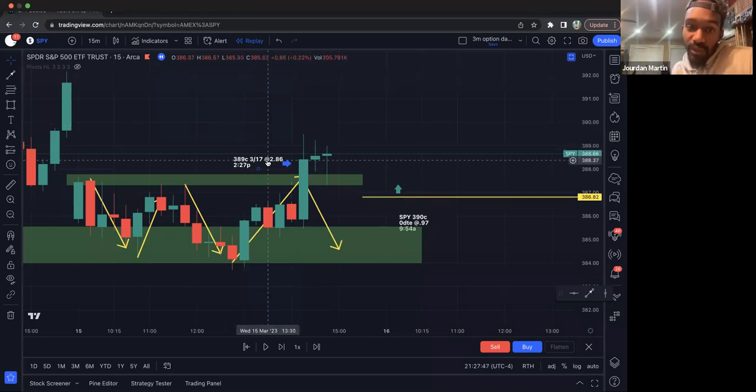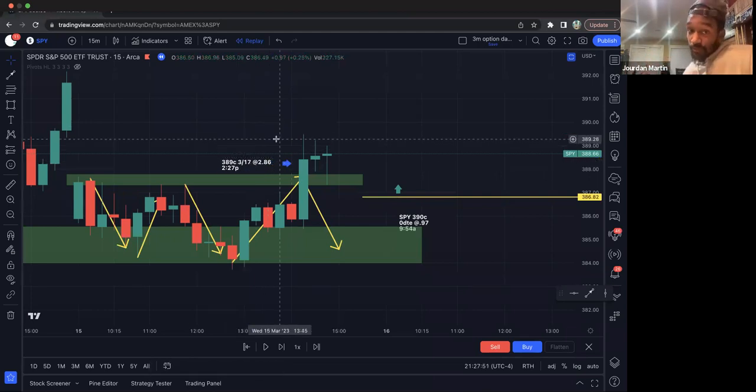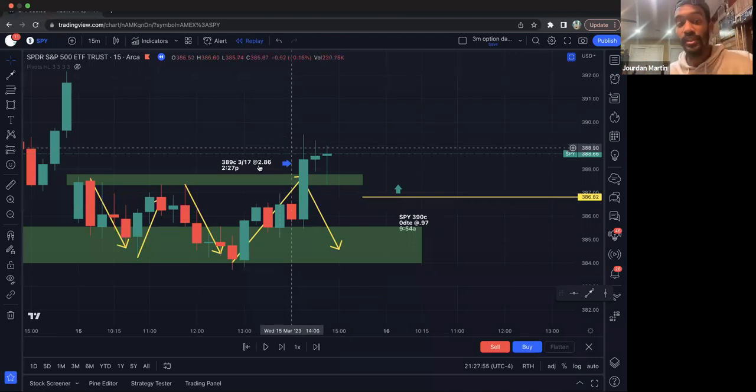Right? The name of the game is to leave with money. Whether it's a bunch of money, whether it's a little bit of money, at the end of the day, you're just trying to make money. And of course, we want more money, but we have to play it smart.